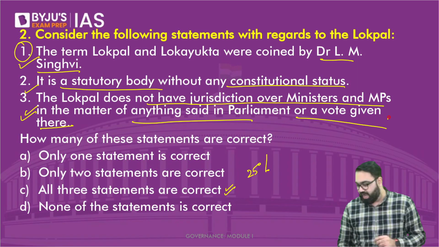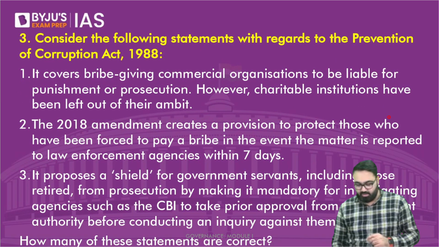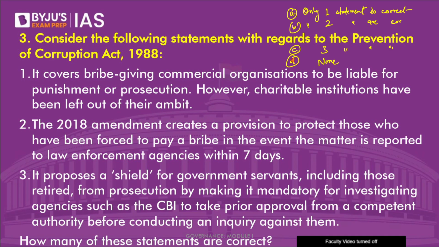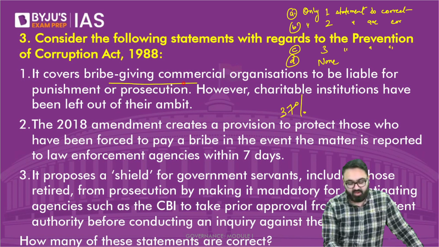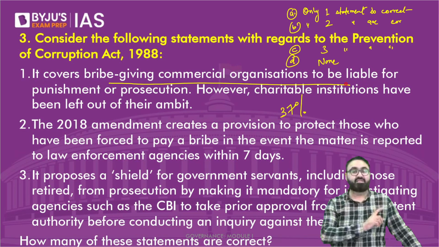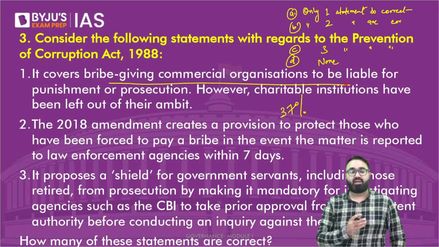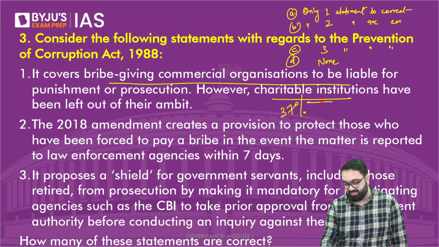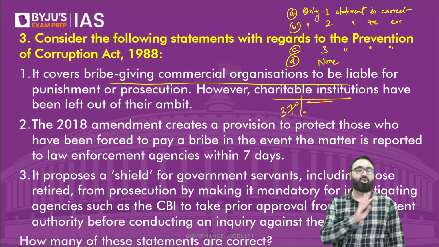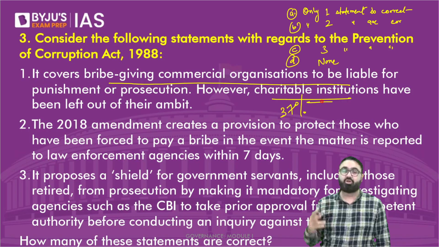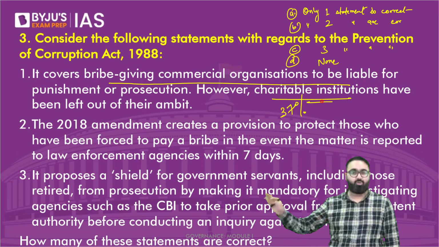Okay, moving on to the last question for today's quiz. It doesn't have bribe giving by commercial organizations. We did discuss that now corporates, etc., if they give a bribe, they will also be punished. But charitable institutions, as the name says, for charity, they are not covered under this. That is also a loophole. So charitable institutions are out of it.